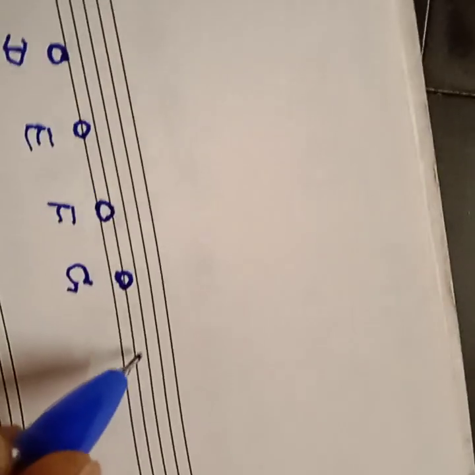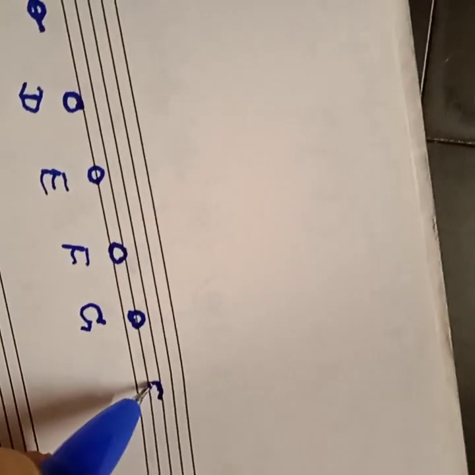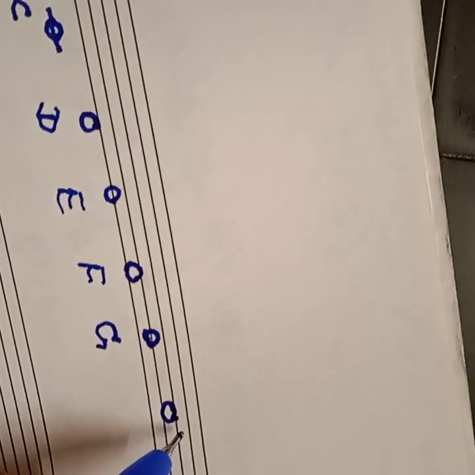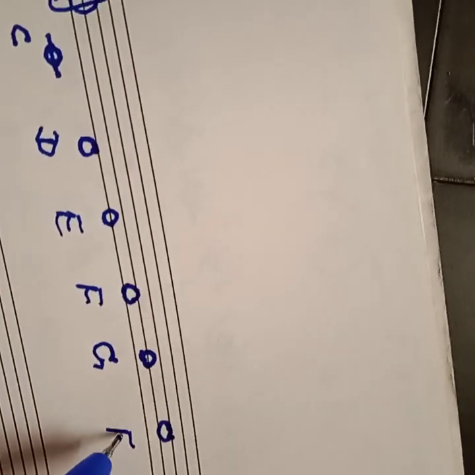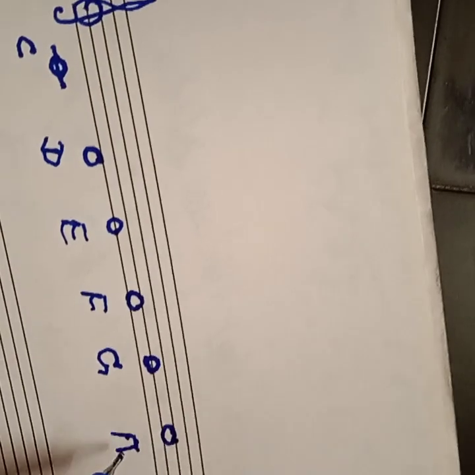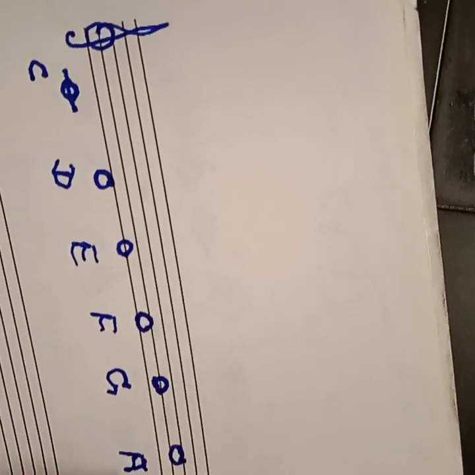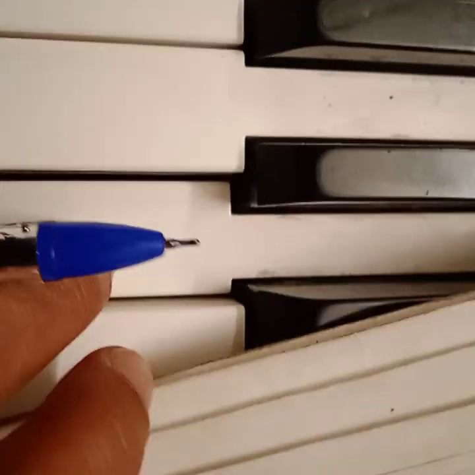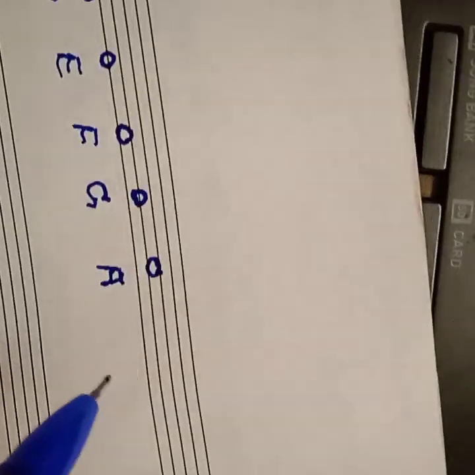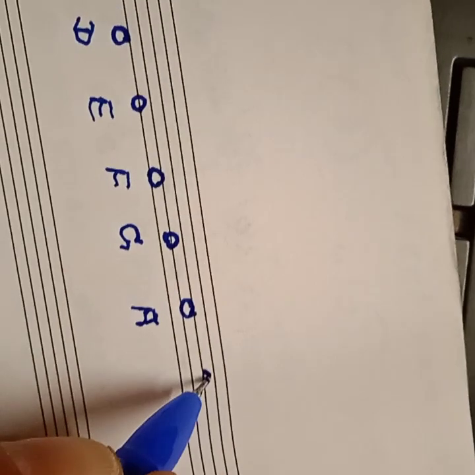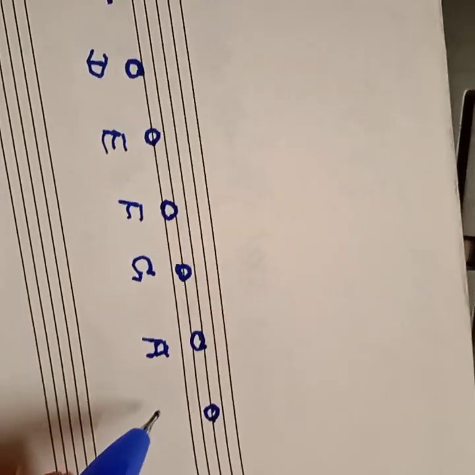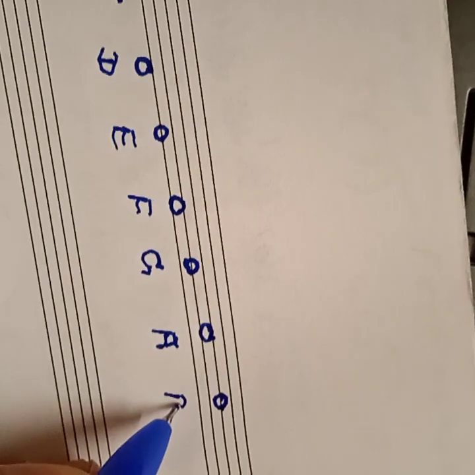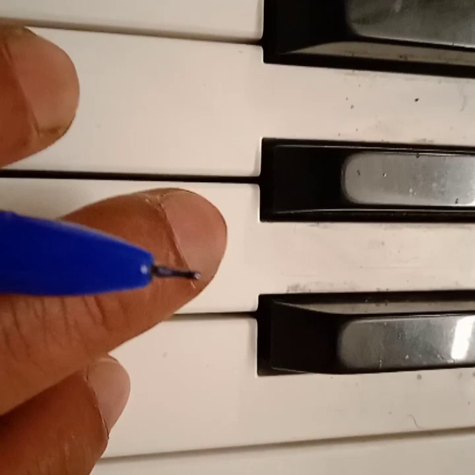Then how to draw A? It will come in between the second and third line. So this will be A. I'm sorry, A note. And A will be this. Then after that again I'm coming here. It will be exactly on the third line. So this note will be B. B will be this note on the piano.